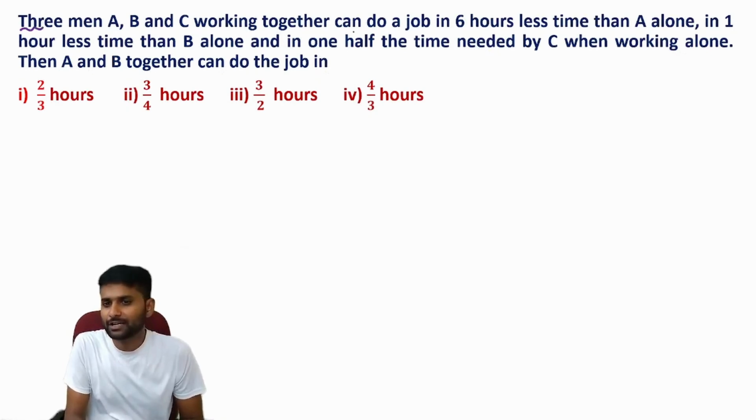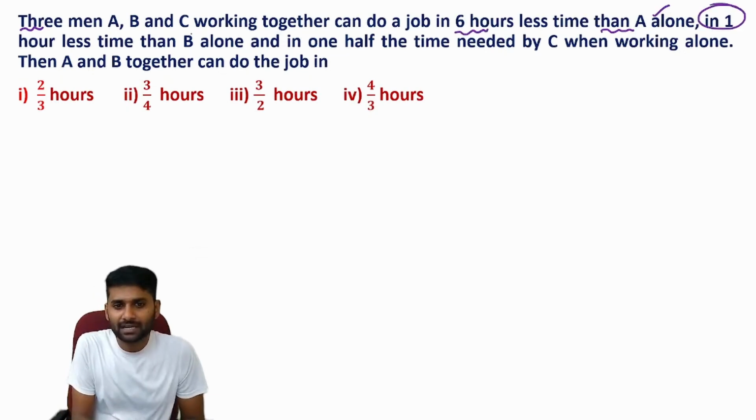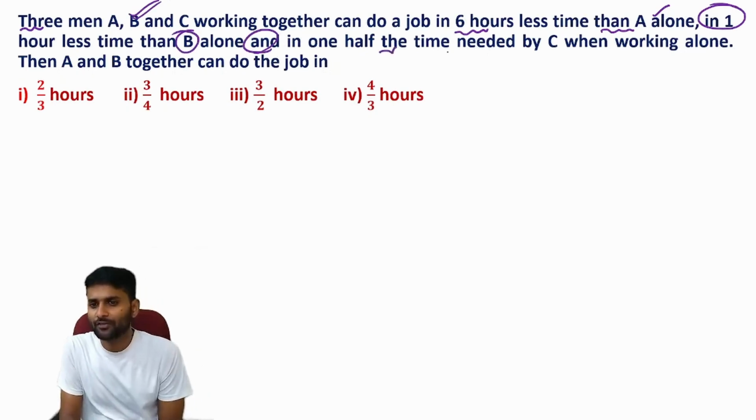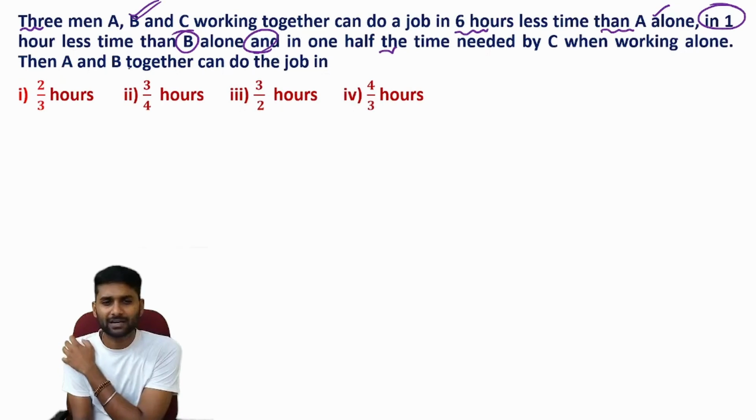Three men A, B, C working together can do a job in 6 hours less time than A alone, in 1 hour less than B alone. And again, every time they compared with ABC only. Half of the time needed by C when working alone. What is the work they will complete?